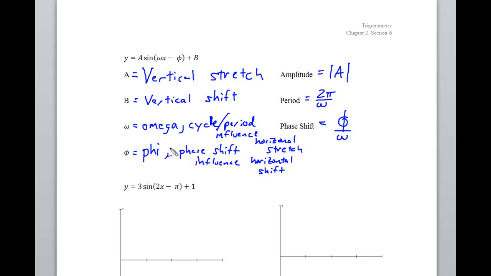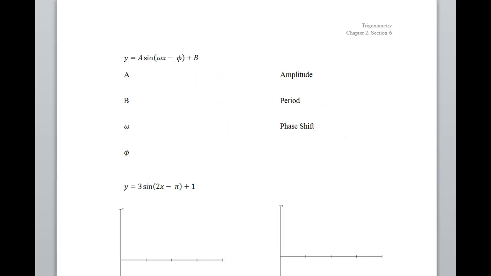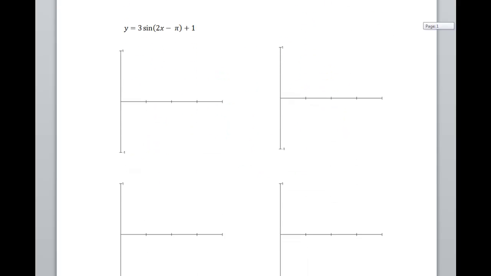So in this next problem we're about to do, this will cover all 4 pieces of our vertical and horizontal motion. This problem has an A, it has a B, so we're going to have a vertical stretch and vertical shift. It also has an omega and a phi, and this is going to influence the cycle by stretching the horizontal. In this case, we're going to make it twice as fast, so this is going to shorten the time of 2 cycles, and then we will shift this pi units over. I'm going to use 4 different graphs to show the slow progression of this.